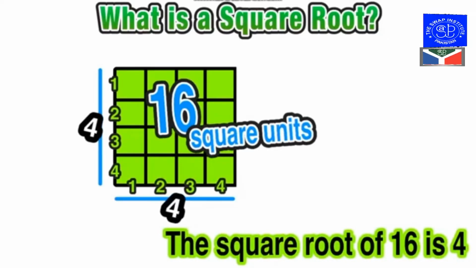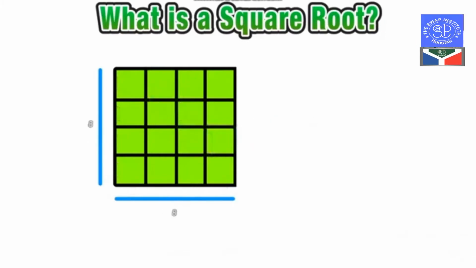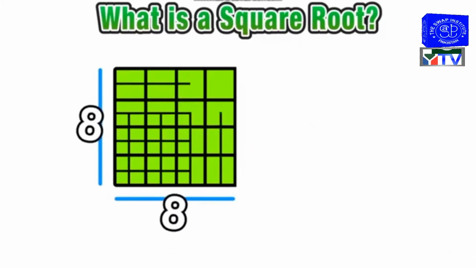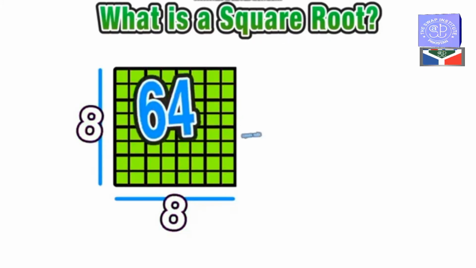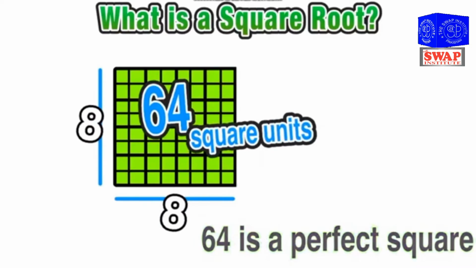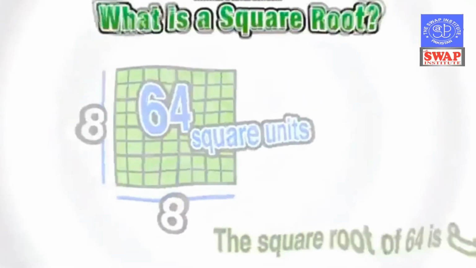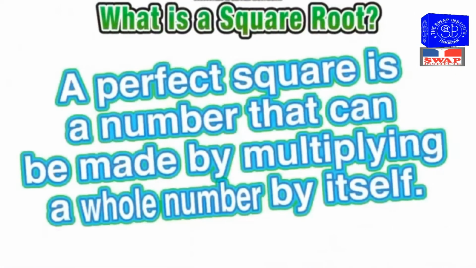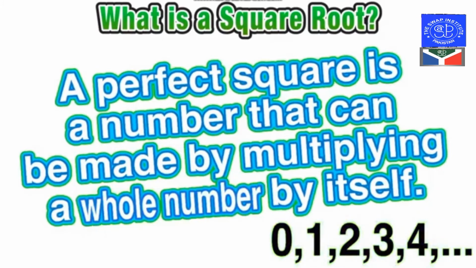We can think of this relationship every time we think about perfect squares. For example, if I make it half again, instead of 4, I will write 8. So I have to make some small boxes inside this, and it will make 64 small boxes, or 64 square units. We also know that 8 times 8 is equal to 64, and 64 is a perfect square, and the square root of 64 is 8, as I multiply 8 into 8. What we have learned is that a perfect square is a number that can be made by multiplying a whole number by itself, and we know that whole numbers start from 0, 1, 2, 3 and go on and on.